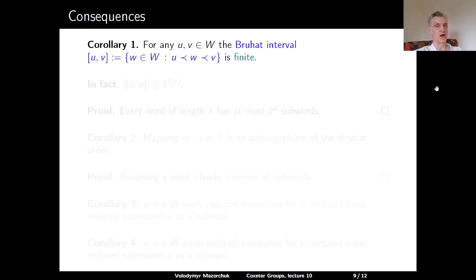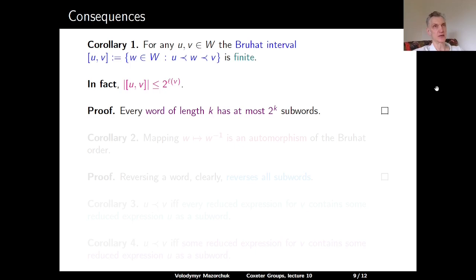First of all, for any pair u, v of elements in W, the Bruhat interval between u and v, so all elements w in W which are Bruhat greater than u and Bruhat smaller than v, including u and v, is finite. In fact, the size of this Bruhat interval is at most 2 to the power the length of the longer element v. Proof, of course, any word of length k has at most 2 to the power k subwords.